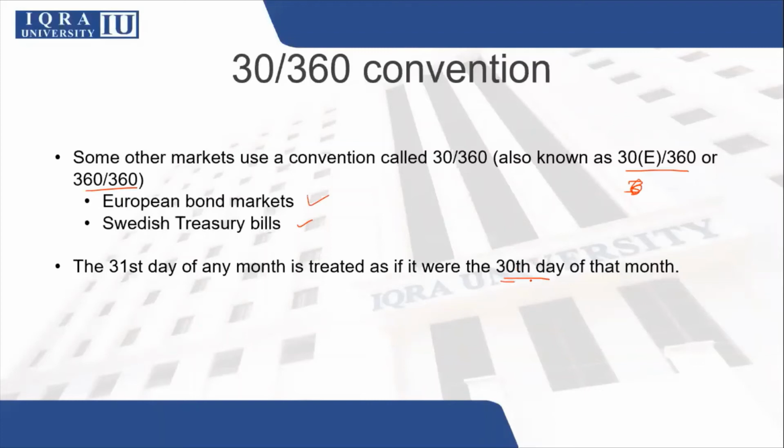You're always going to assume that there are 30 days in the month. So the 31st day of any month is treated as if it were the 30th day. So in short, every month has just 30 days over here. That's why 30 times 12 makes 360 days. So now let's look at an example of how to do the calculation if we have a 30/360 convention.